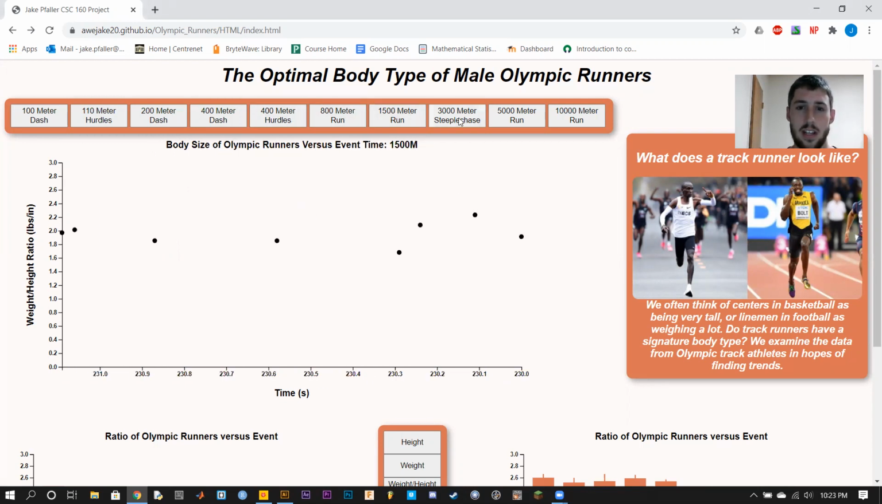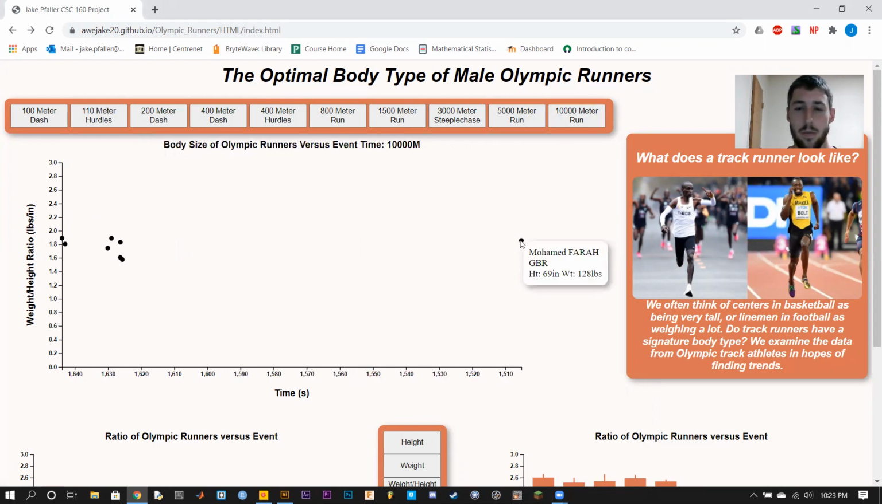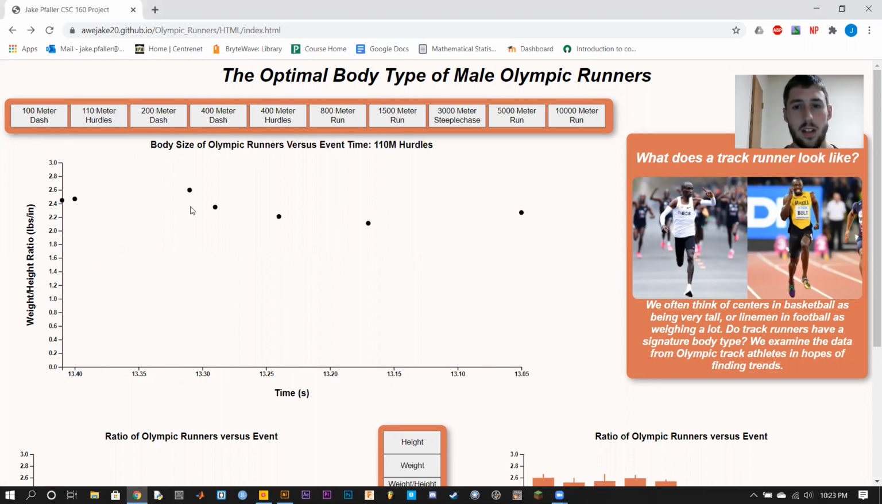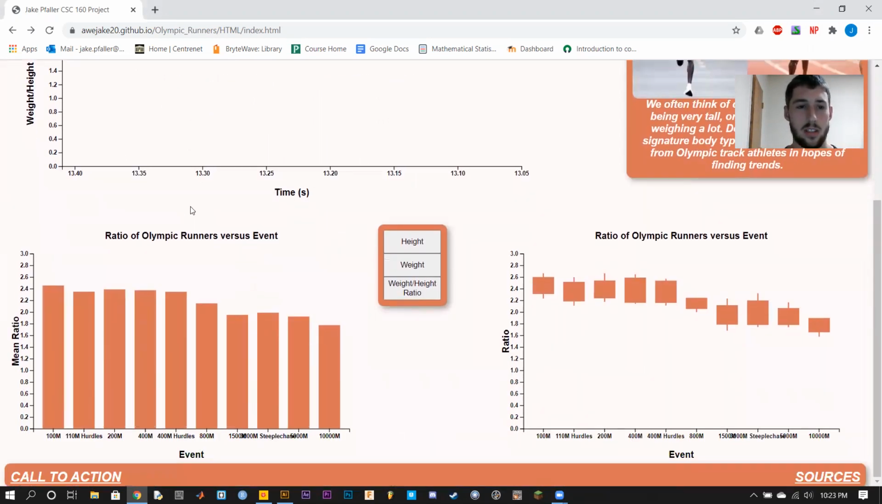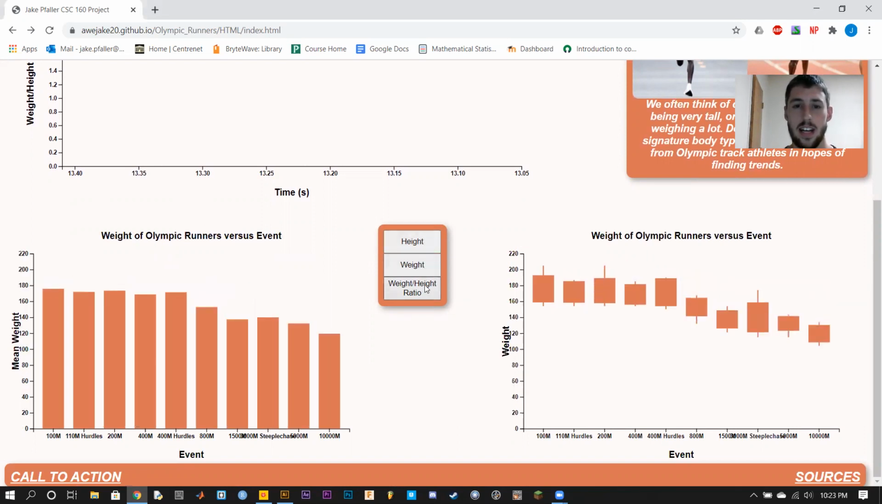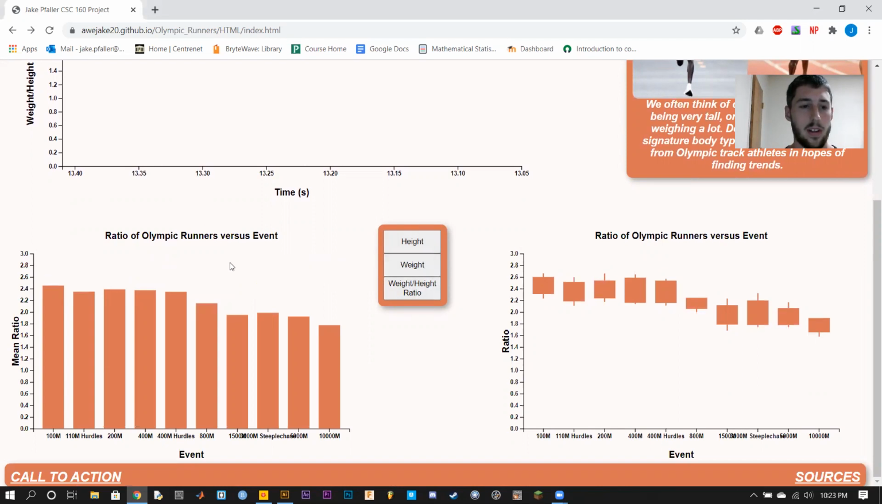And we can see all the data points for each of the runners. And we can also hover over each data point and see the information of that runner, their name, the country that they're representing, and their height and their weight as well. And below here, we have two more graphs. Here we can change between which information we want to see, the height, the weight, and then the ratio.